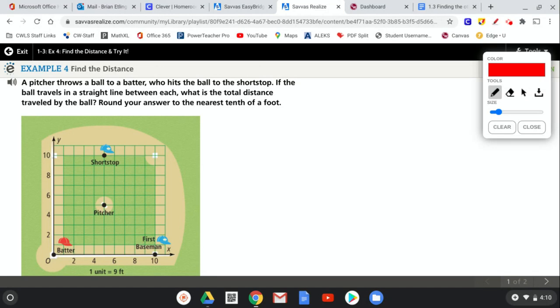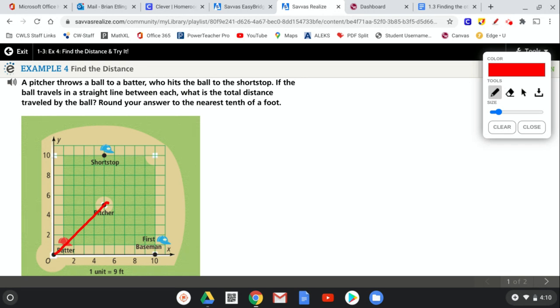Okay, we could assume that it goes to the first baseman. It's kind of tricky that they have first baseman on there, but it doesn't. Okay, so it just travels from the pitcher to the batter. All right, so that's where you're kind of just reading this, and just answering what they tell you. So just be careful with this. All right, we're just answering what they tell us.